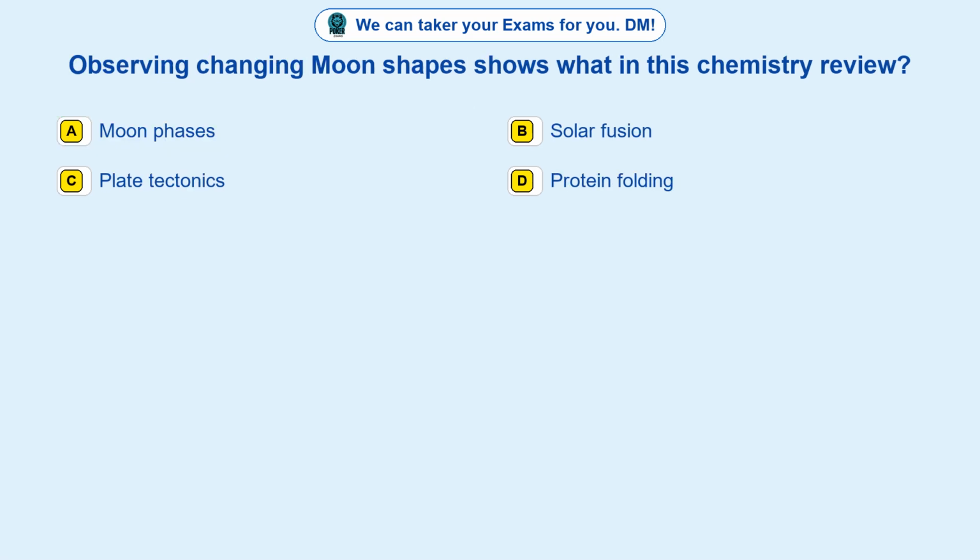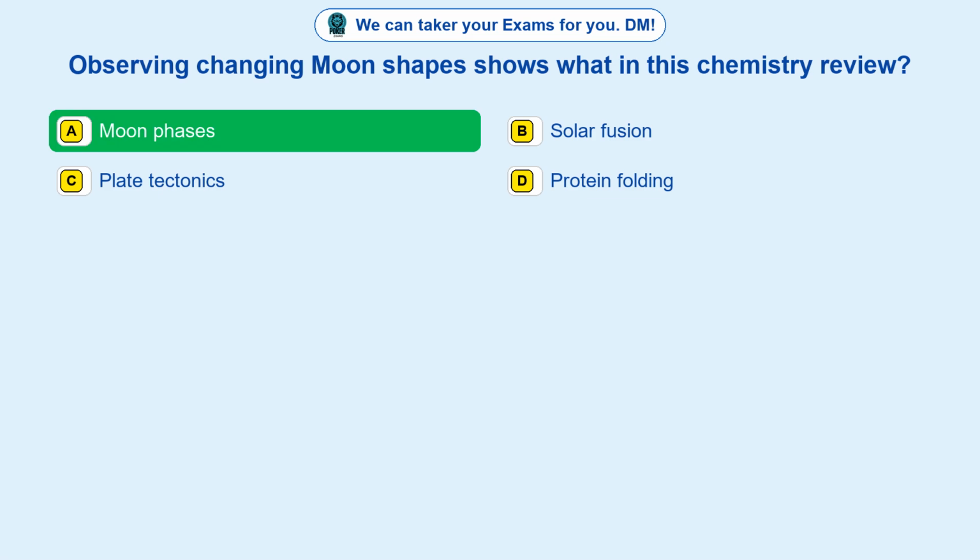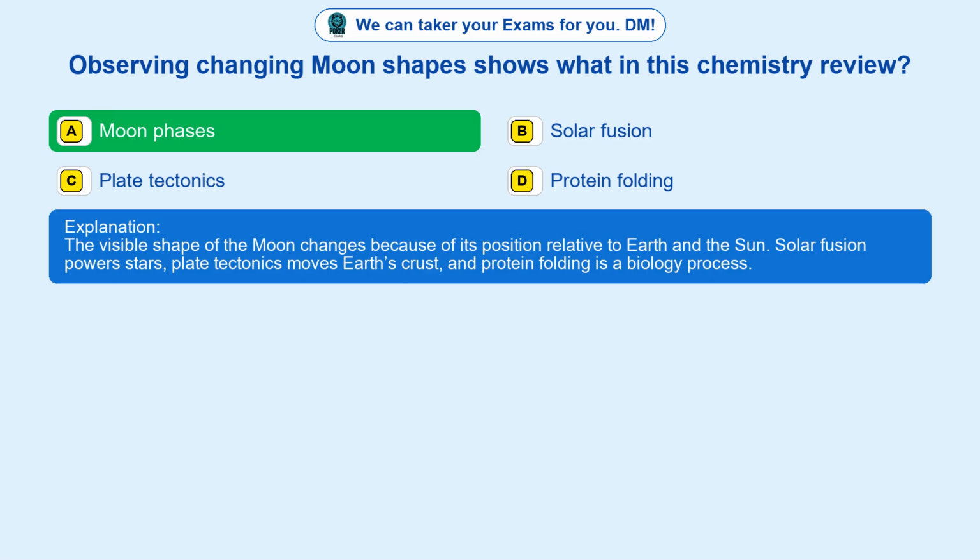Question 90. Observing changing moon shapes shows what in this chemistry review? Option A, moon phases. Option B, solar fusion. Option C, plate tectonics. Option D, protein folding. The correct answer is option A. Moon phases. The visible shape of the moon changes because of its position relative to Earth and the Sun. Solar fusion powers stars, plate tectonics moves Earth's crust, and protein folding is a biology process.